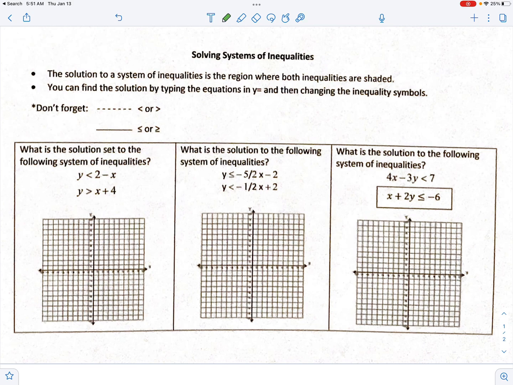So let's start with this first example here. We want to find the solution set for y is less than 2 minus x and y is greater than x plus 4. So what we're going to do is, of course, go ahead with our y-intercept here, which is 2. Our slope is -1, so we'll do down 1, right 1, to put some points on the graph. And after we do that a couple of times, hopefully we note what our graph is. Remember, this is going to be a dashed line.